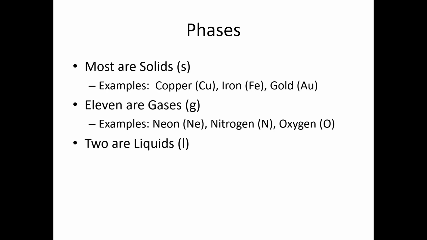We only have two naturally occurring liquids on the periodic table. One of them is a metal, one of them is a non-metal. You've probably heard of the liquid metallic element, and that would be mercury. The other one is bromine. Bromine is our non-metal that is a liquid at standard temperature and pressure.